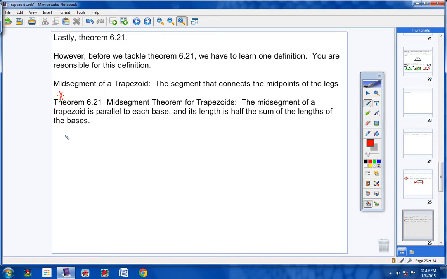The mid-segment of a trapezoid is parallel to each base. And its length, the mid-segment's length, is half the sum of the lengths of the bases. Now I'm going to explain this for you in a second, okay?